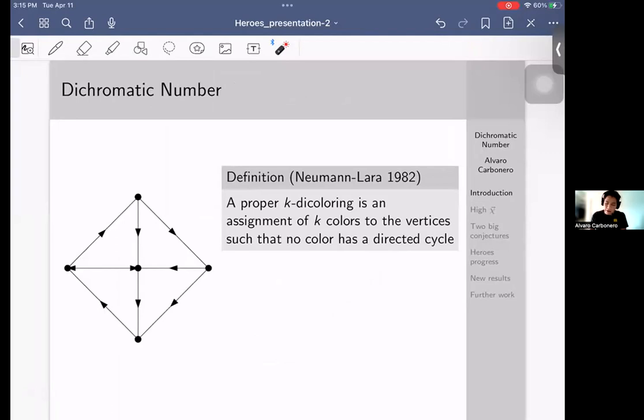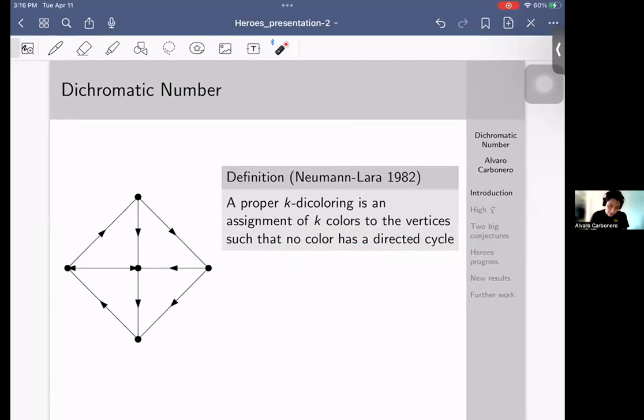Neumann-Lara in 1982 introduced this definition of colorings, but for digraphs. So a proper K dicoloring is an assignment of K colors to the vertices such that no color has a directed cycle. So the key difference here is that an edge may have both ends of the same color, but each color class cannot create a cycle.